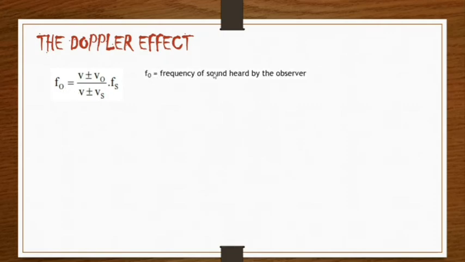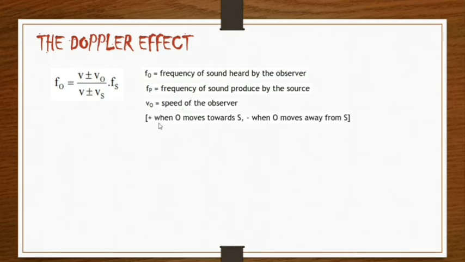Fo is the frequency of the sound heard by the observer. O is the observer. Fs, this should be Fs. Please change in your book. This should be Fs. Fs is the frequency of sound produced by the source.